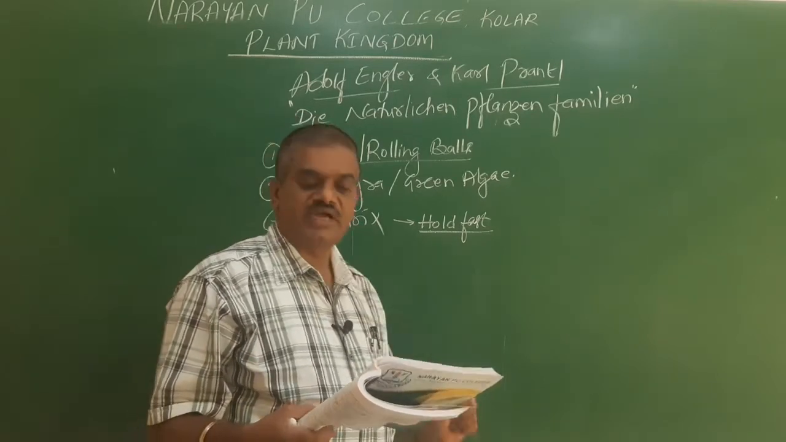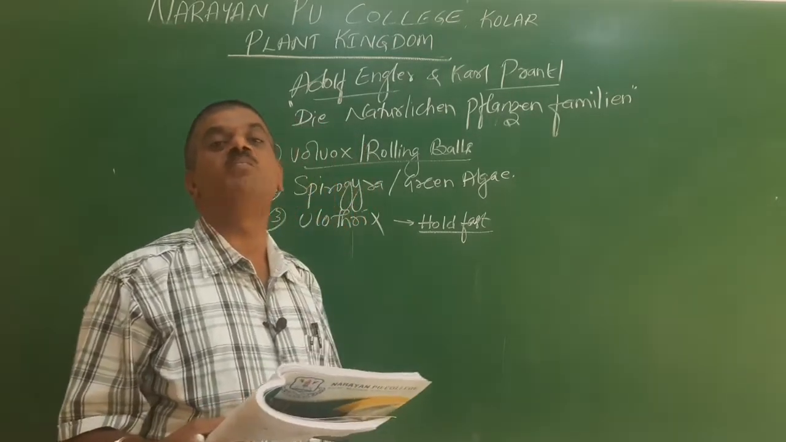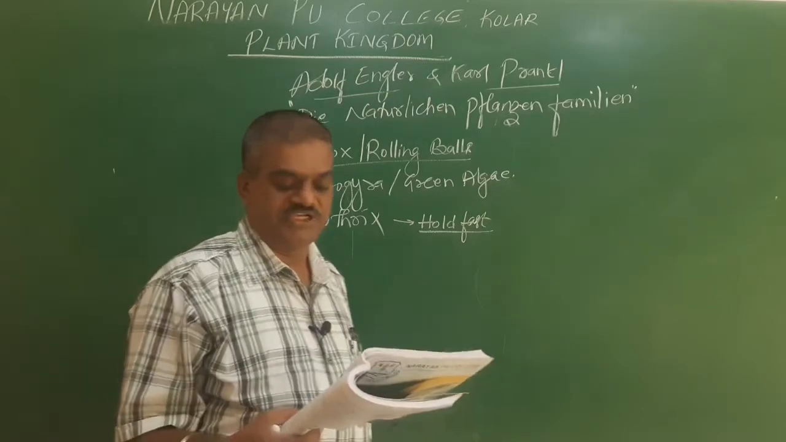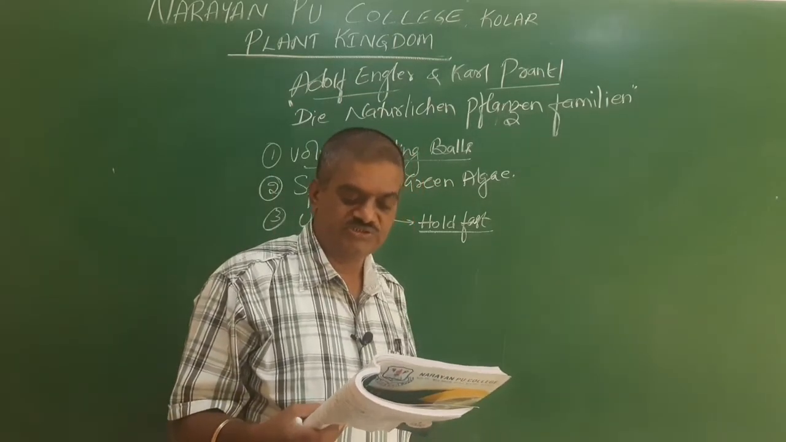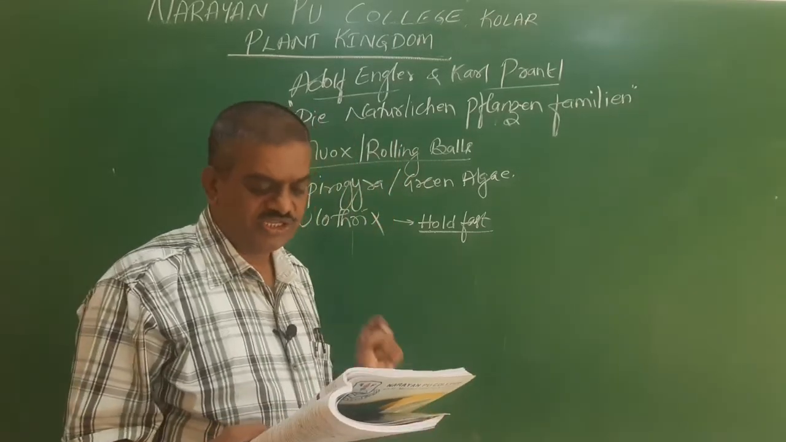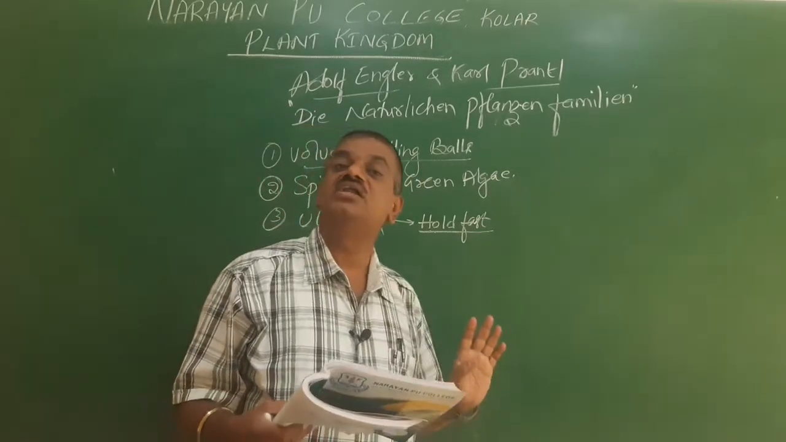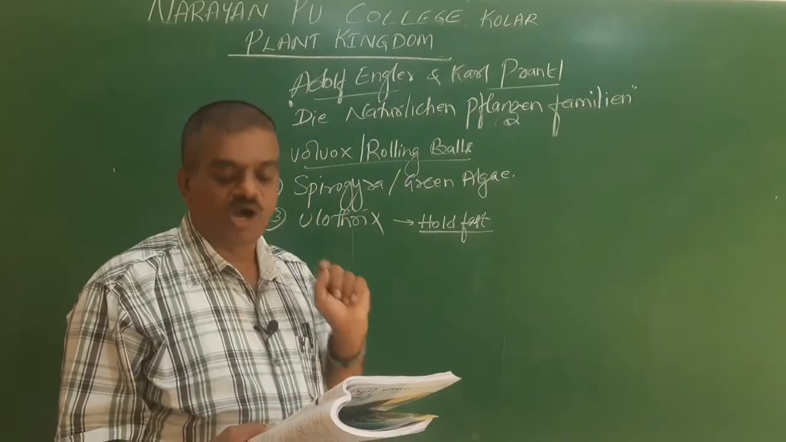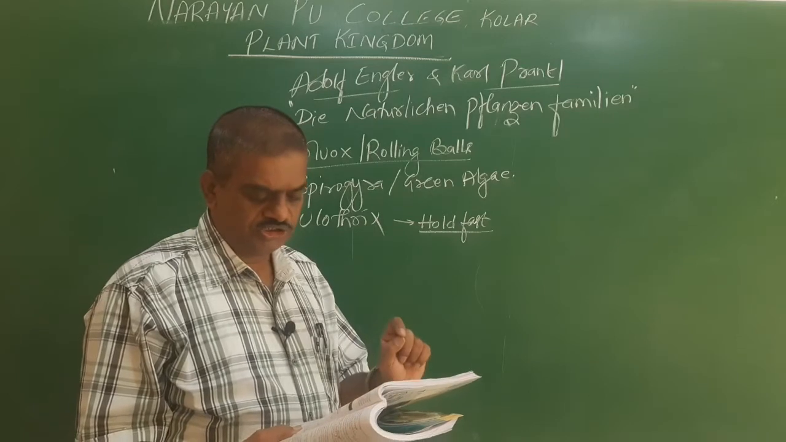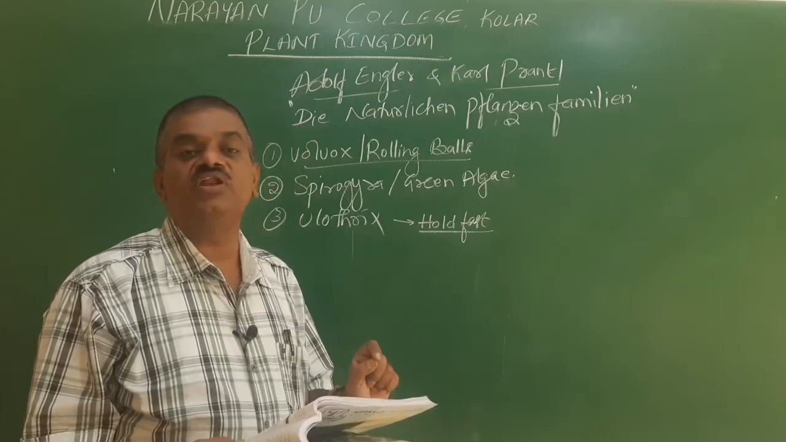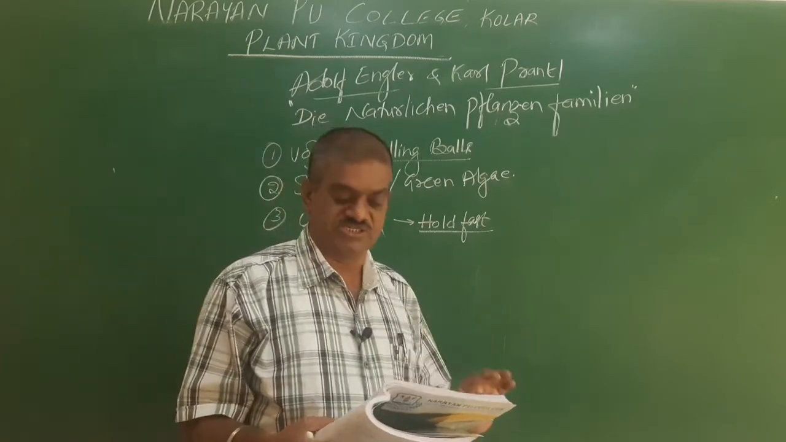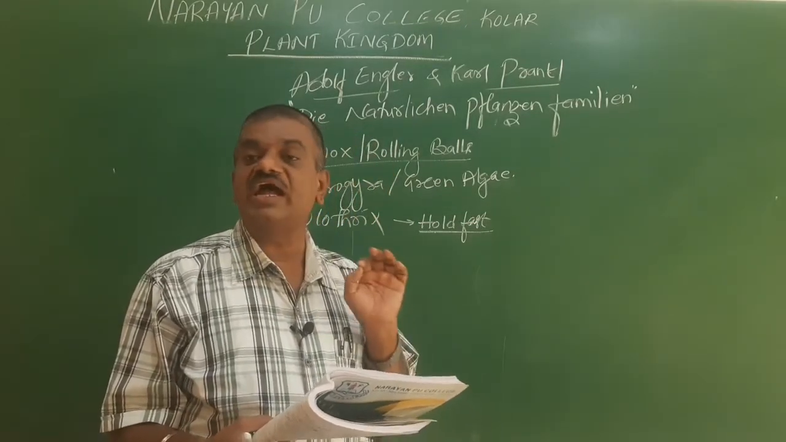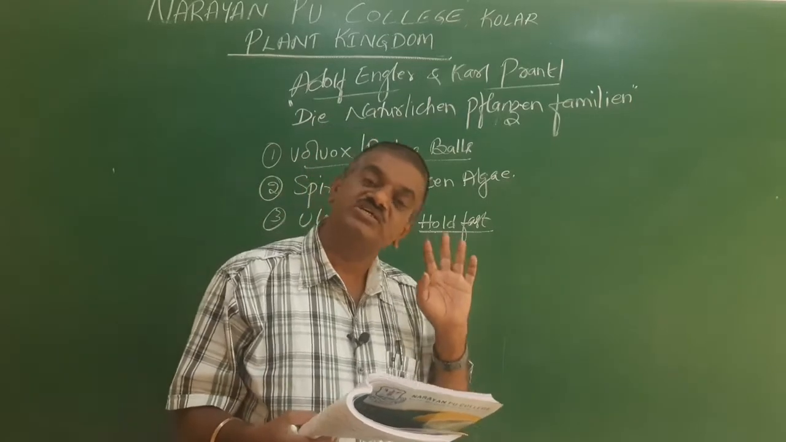Identify the correct pair of combinations. In the first one, first option, Chara. So this Chara comes under a green algae. So this Chara is monoecious and chlorophyll A and B is present. So Chara, monoecious, chlorophyll A and B. So this option is right.